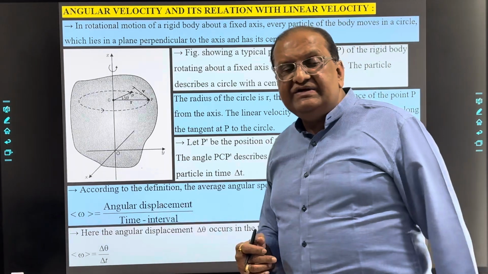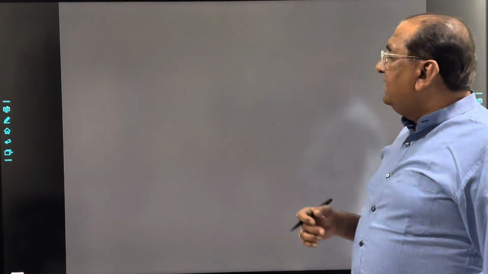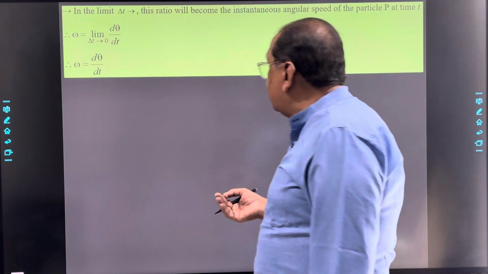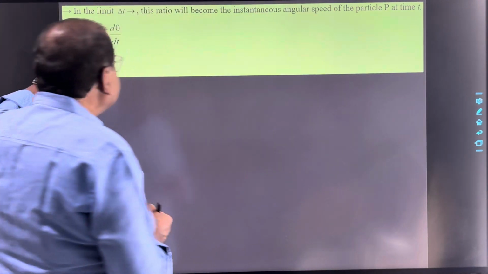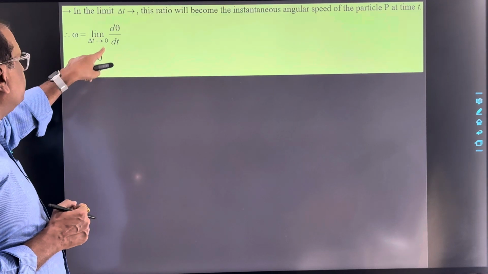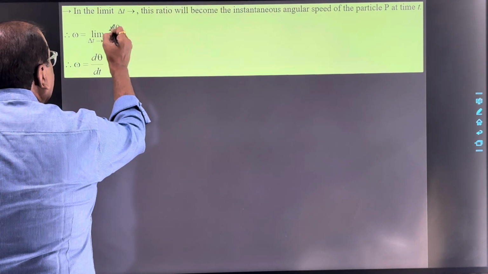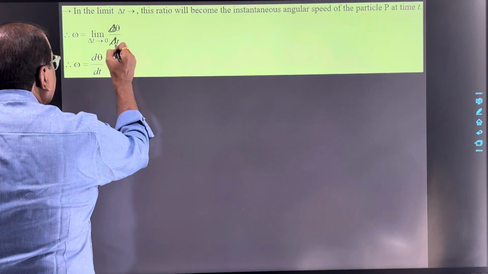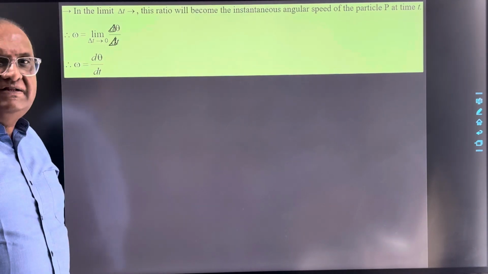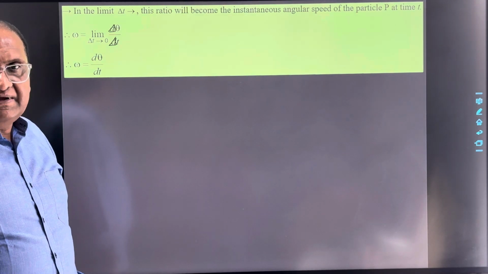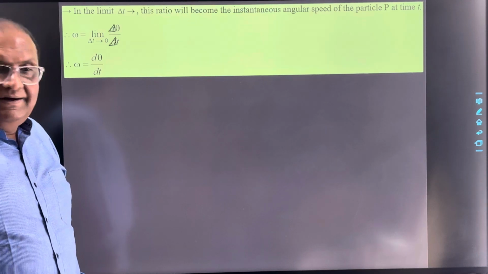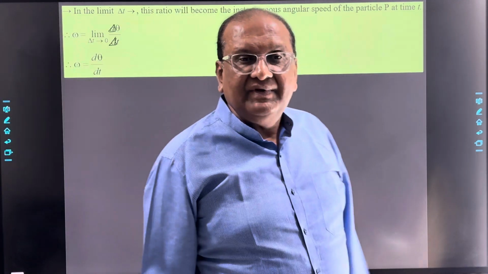Now suppose we take the limit delta t tends to 0. Then in that particular case we will get the instantaneous angular speed, and that is omega equal to limit delta t tends to 0 of delta theta by delta t, and we can write this as omega equal to d theta by dt. Right? Here you can see the analogy with linear motion also.